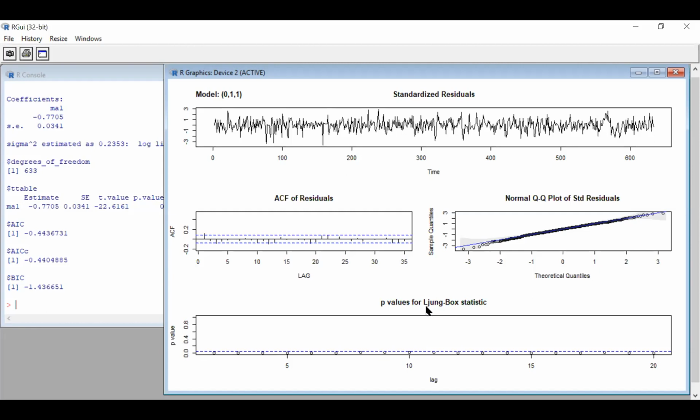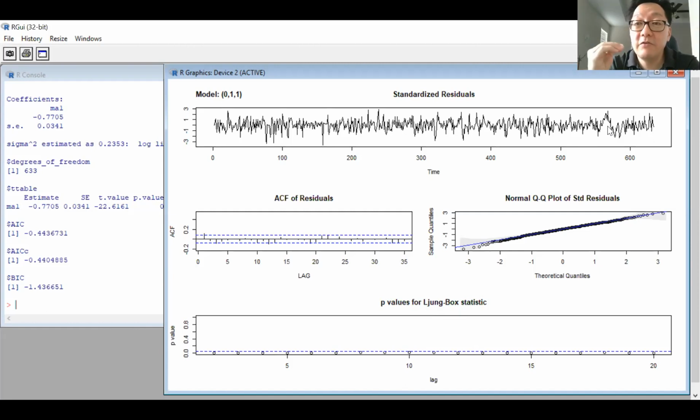I don't know what the nationality is for this name. Maybe it's French, or I don't know. You can Google it. It's Ljung-Box. They suggested the testing procedures using their statistic, and the p-value is shown in the picture. When you look at the p-values, they are very small. When the p-value is very small, what will be the decision?